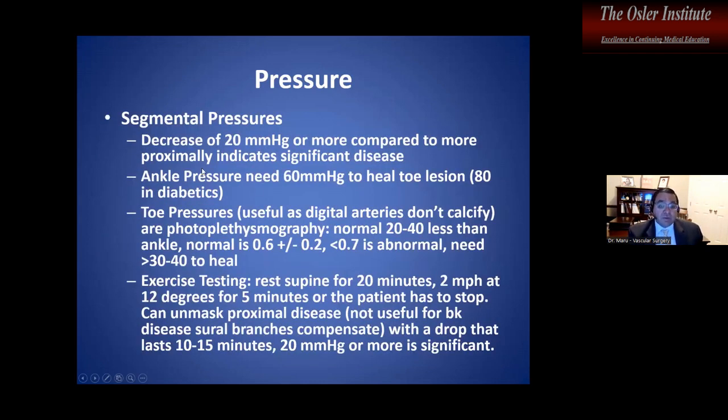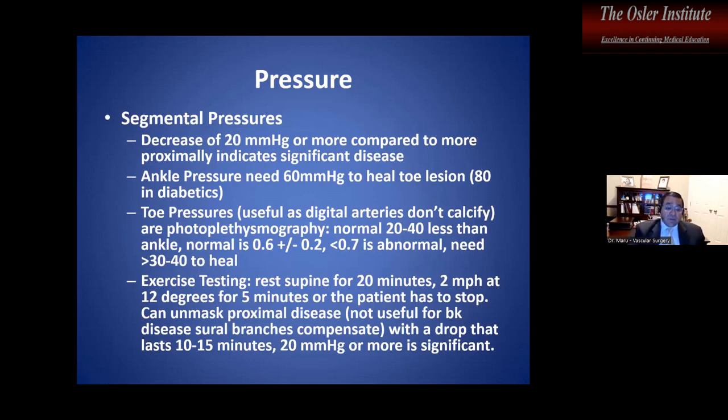Segmental pressures, a decrease of 20 millimeters of mercury is real. An ankle pressure of greater than 60 millimeters of mercury to heal, 80 in diabetics, right? Toe pressures. Yes, toe pressures are really critically important, especially in the diabetics, right?